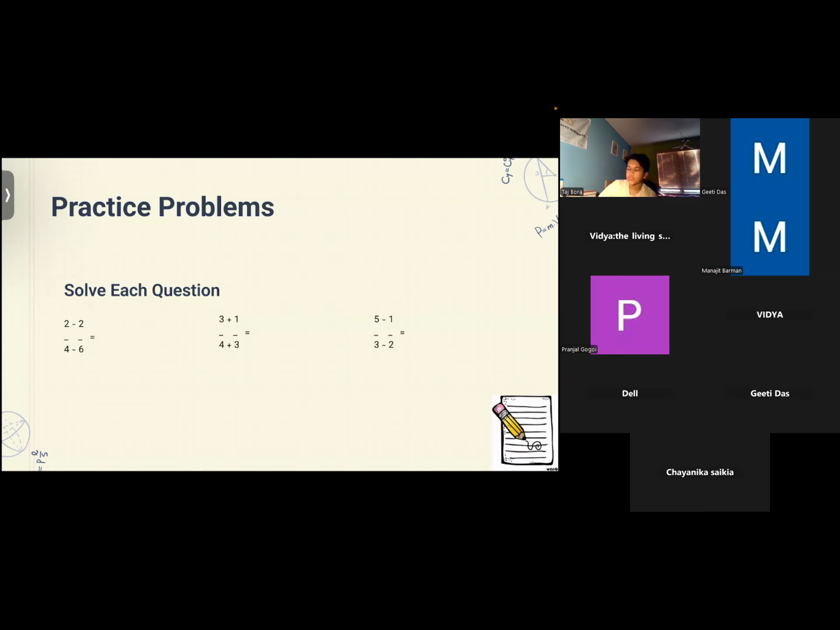If they have a 2/4 question, minus 2/6, yeah, that's the question. That's the first one. 2/4 minus 2/6. And then also 3/4 plus 1/3, and then the last one is 5/3 minus 1/2.